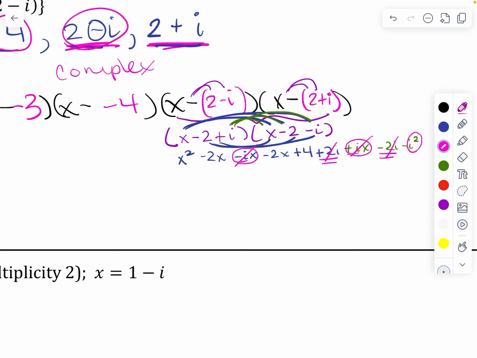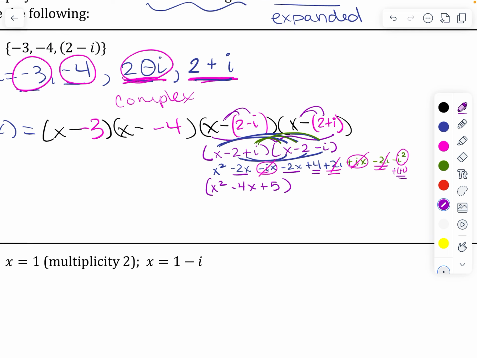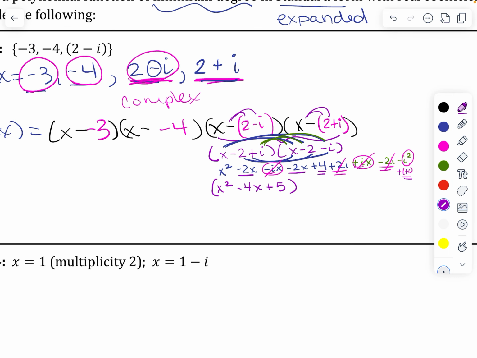And then this i squared, we remember, is really just a negative 1. So a minus a negative 1 is really plus a positive. So we've got x squared minus 2x, and minus 2x is minus 4x. Positive 4 and plus 1 is plus 5. So that's our complex conjugate roots multiplied.